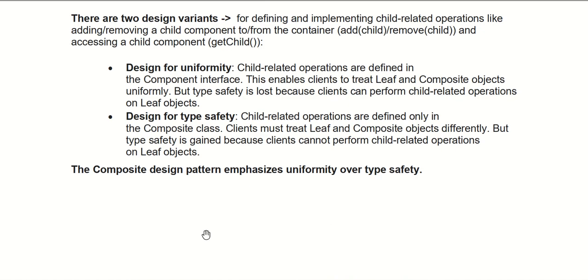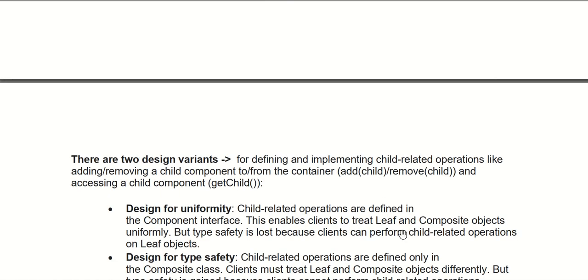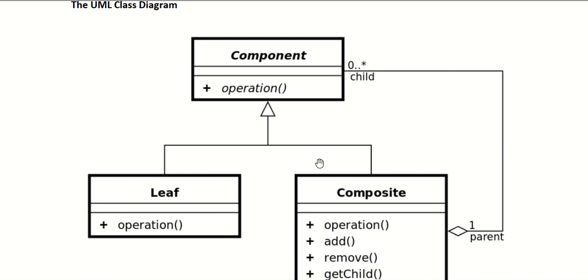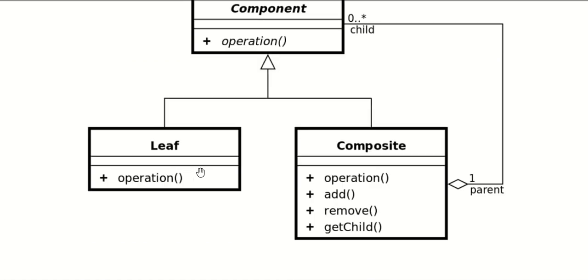And the composite design pattern emphasizes uniformity over type safety. Its main goal is uniformity. So do remember that. I have gone with the approach of type safety here because in my case I don't want my leaf to become a branch or a tree itself. So my leaf will be a leaf itself and my composite will contain a group of leaf objects.